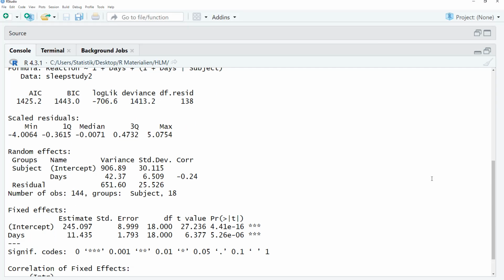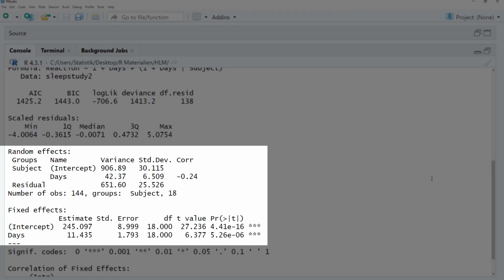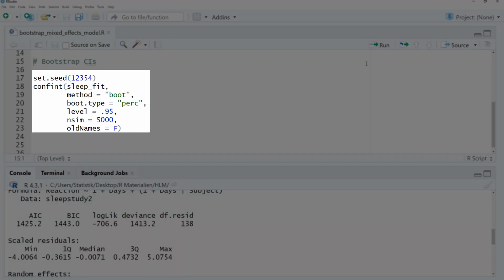Here we have our results. And now we would like to get bootstrapped confidence intervals as a robust parameter test for the fixed effects and for the random effects. Random intercept, random slope, residual error, and random correlation between random intercept and random slope. Now we run the bootstrapping.